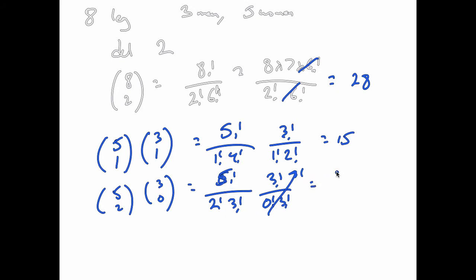This thing equals 5 times 4 times 3 times 2 times 1 divided by 2 times 1 times 3 times 2 times 1. These cancel. You get 20 over 2, or 10. So 10 ways of choosing a committee of 2 that only contains women. Okay, so that's that. So those are the sort of more concrete examples.